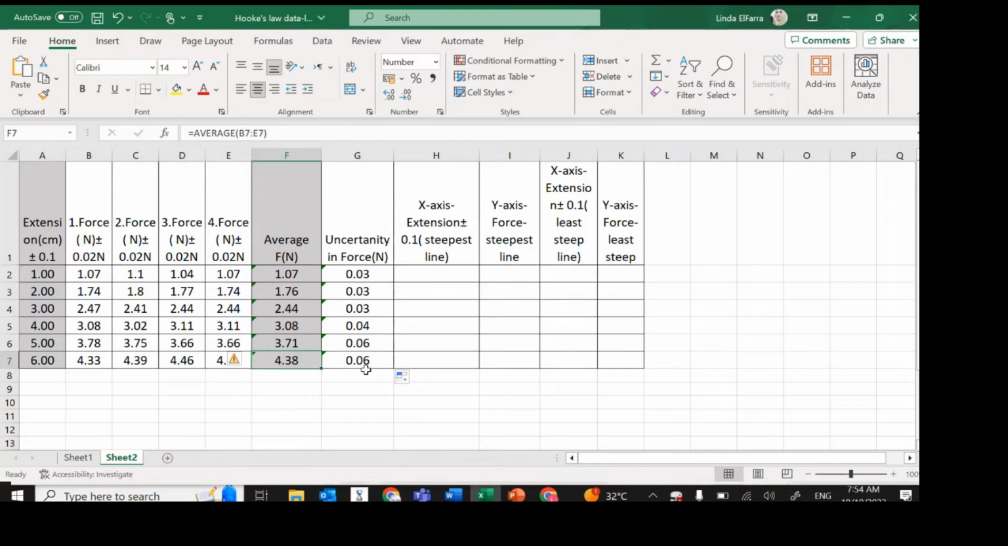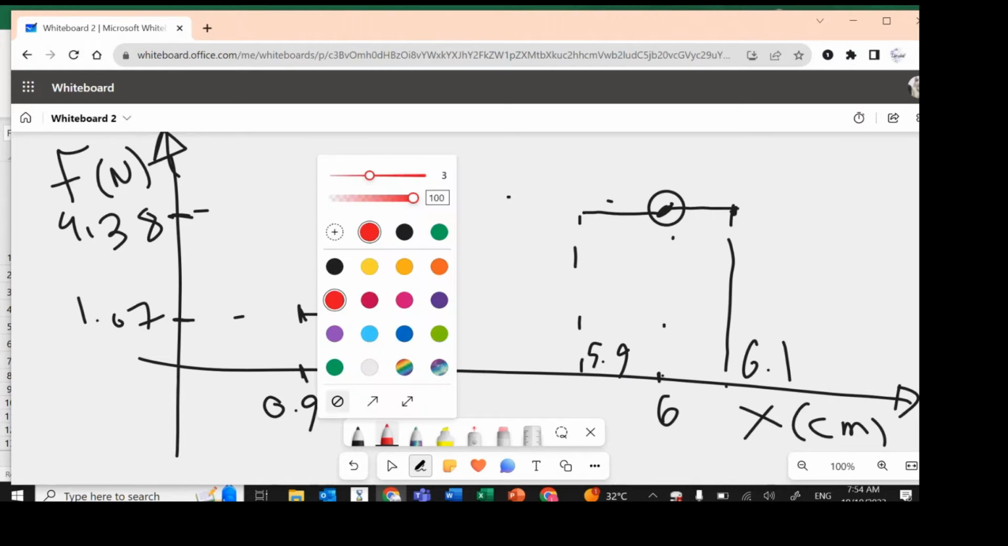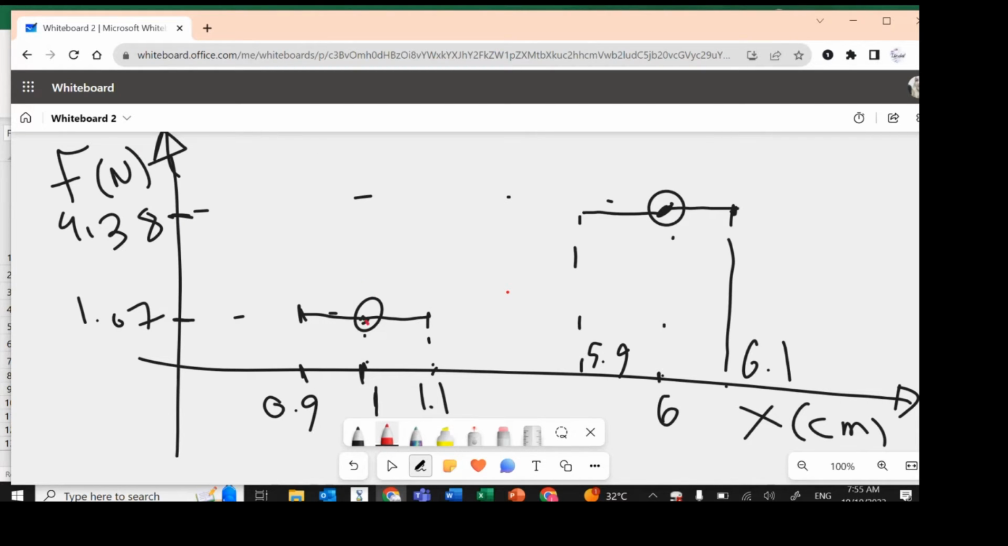And the last point, the uncertainty, 0.06. So I have to go up the first point, which is 1.03. So if I go up 0.03, I'm going to draw it with a different color. I'm going to go up and down 0.03. So if I add 0.03, this value here will be around 1.13.